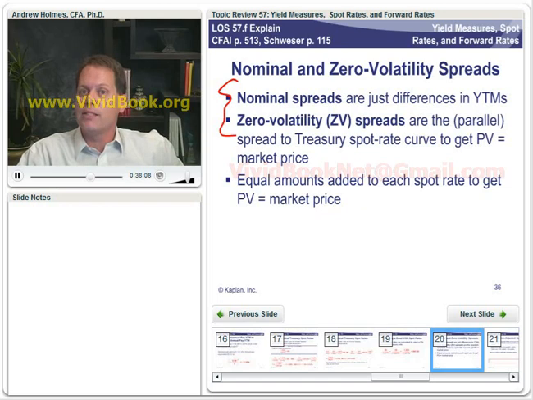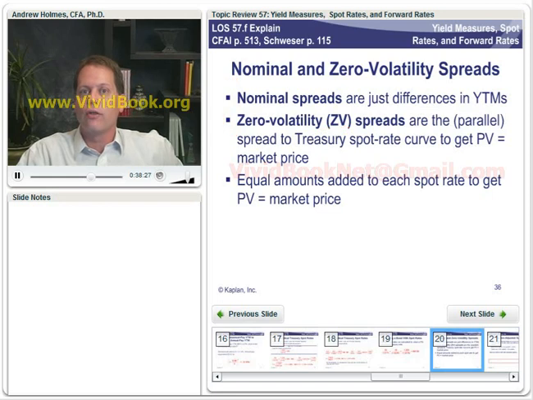So the Z spread, the zero volatility spread, or if you're in the UK or Canada, the Z spread. This is the spread to the Treasury spot rate curve to get the present value to equal the market price. Let me give you a quick example of what this means.